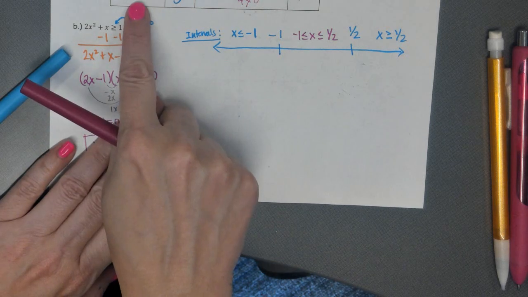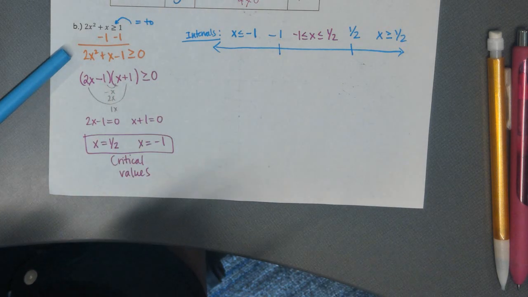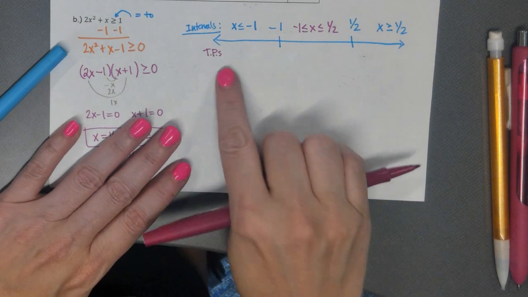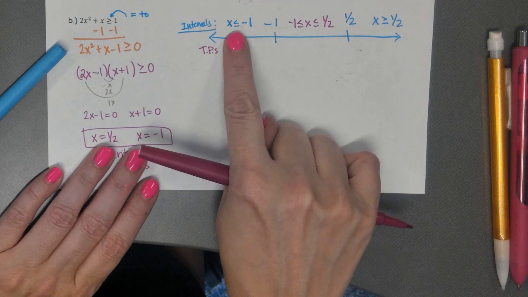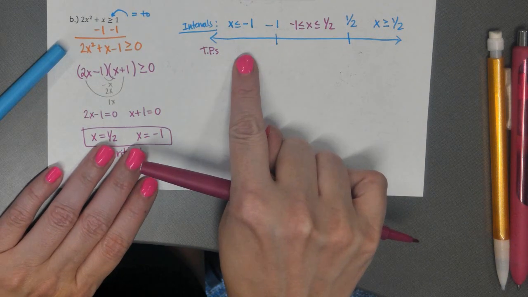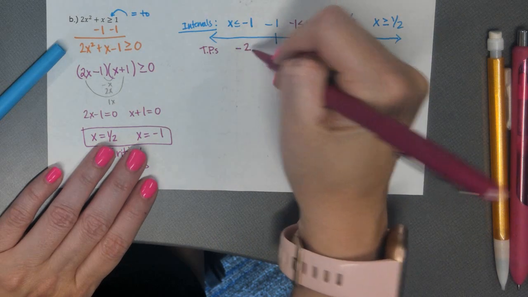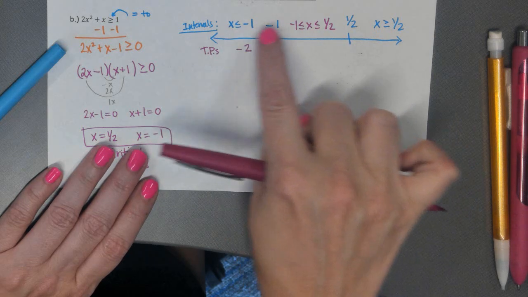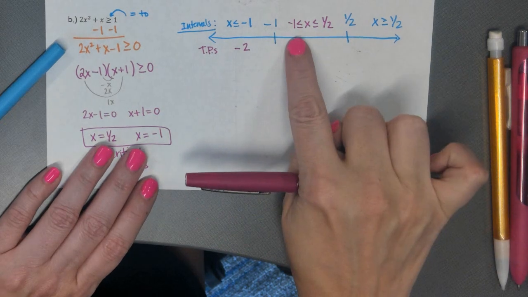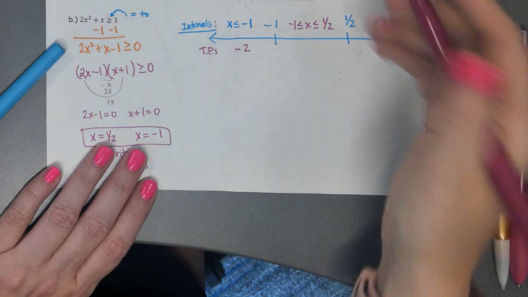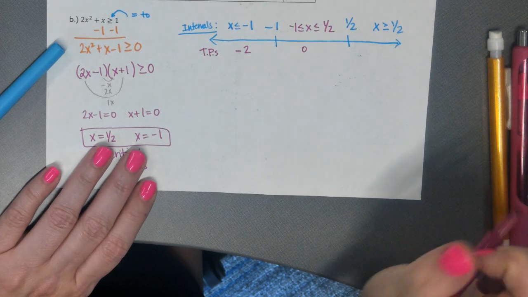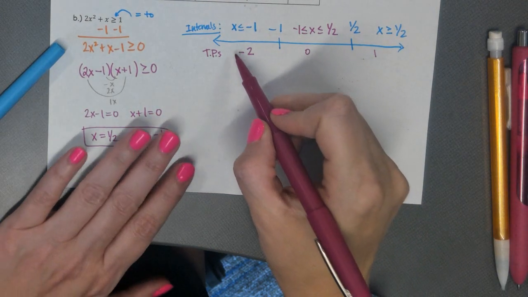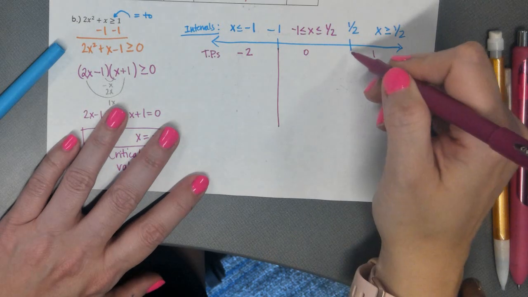Okay, after we do the intervals, remember how we pick the test points? I'm just going to call them TPs. And let's pick some test points. So what's a good test point for x is less than or equal to negative 1? Negative 2. Don't use negative 1 because it's a critical value. Because see how it's in both of them? Only one of these is going to be true. What's a good value that's between negative 1 and 1/2? 0 would be great. X is greater than 1/2? 1. 2 is fine too. Okay, so, and then I just make my table from here.